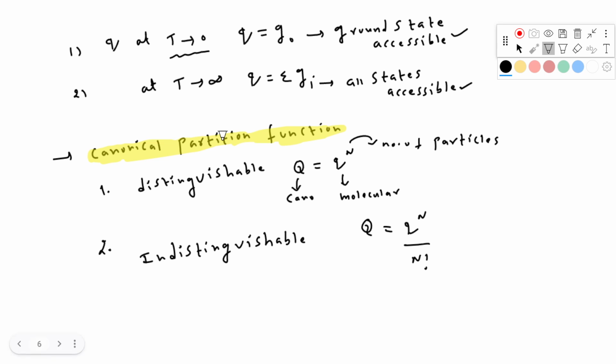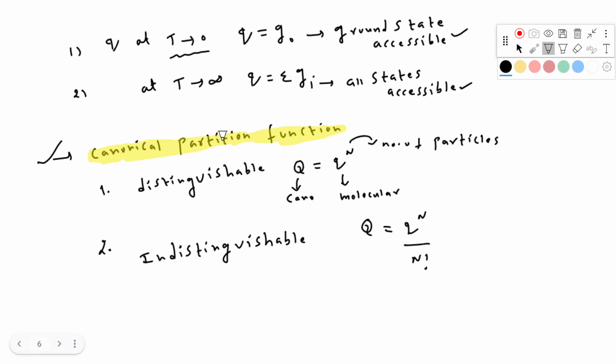Next, canonical partition function. Again, two conditions are there in the canonical partition function. The first one is distinguishable particles. Here the canonical partition function is indicated by capital Q, and Q equals small q to the power n. Here small q is the molecular partition function and n is the number of particles.